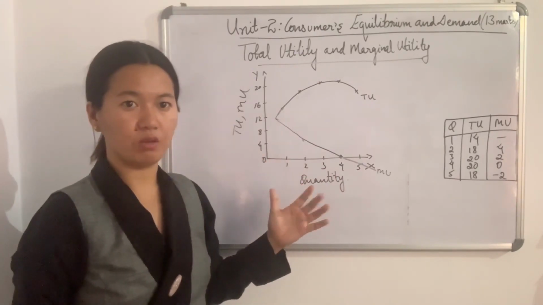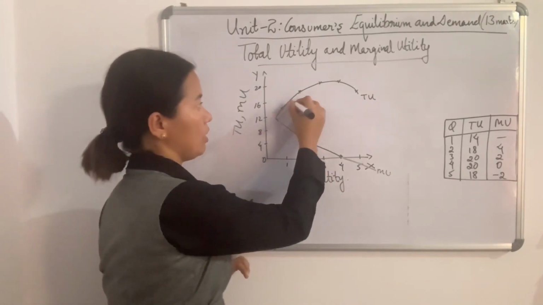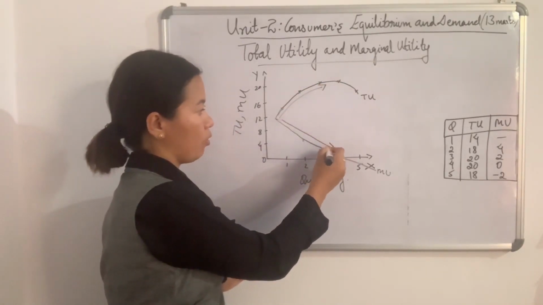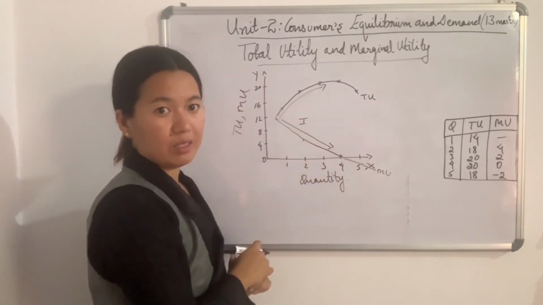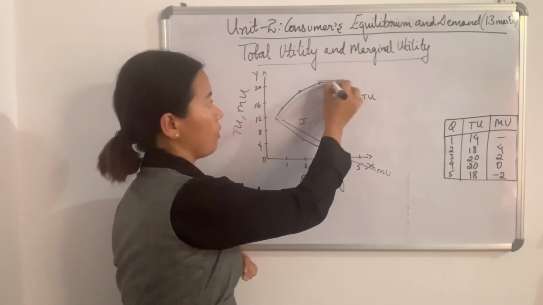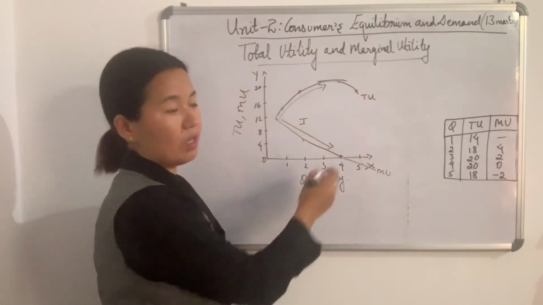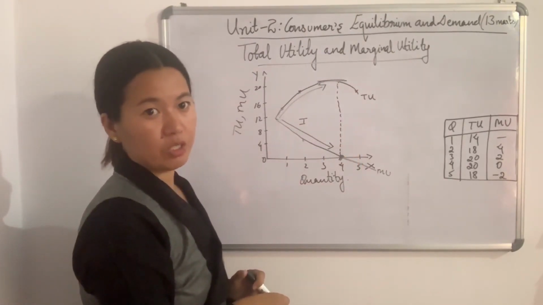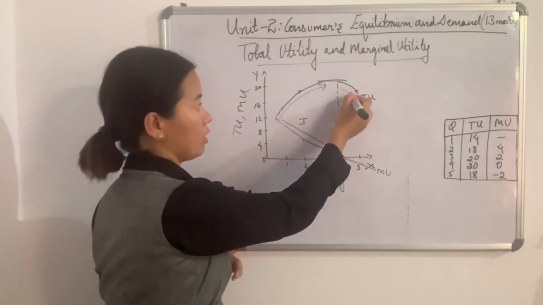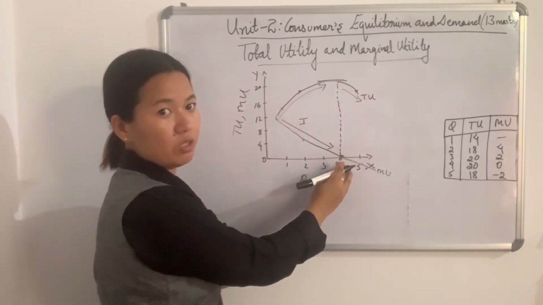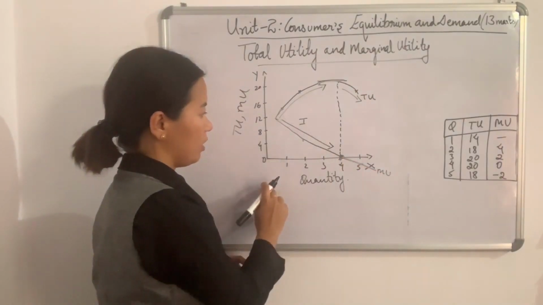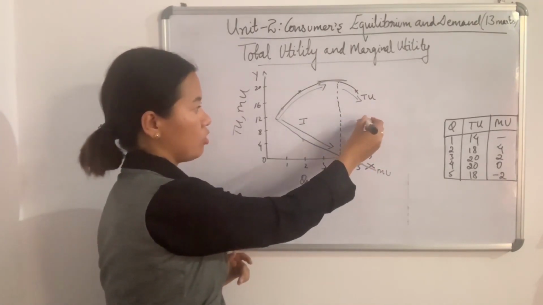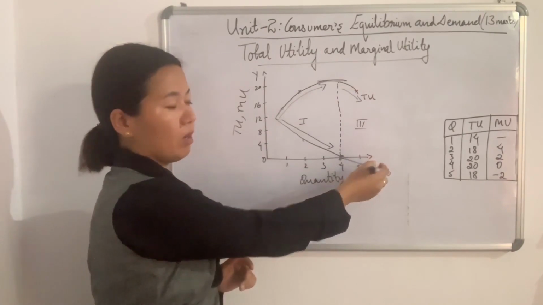The first stage is when total utility is increasing. The marginal utility declines, but it remains positive. The second stage is when total utility is maximum, or constant, and then the marginal utility is zero. This is the second relation. And when your total utility falls, the marginal utility becomes negative, that is, it passes through the x-axis and then falls down. This is the third relation between total utility and marginal utility.